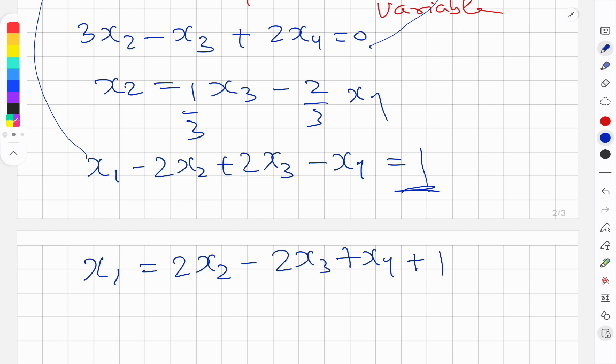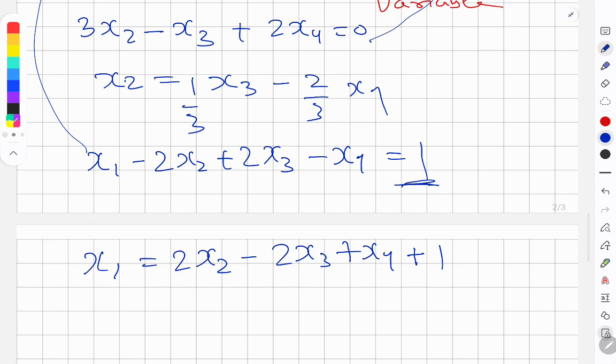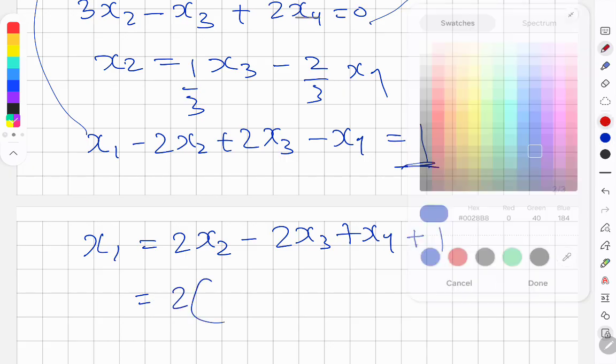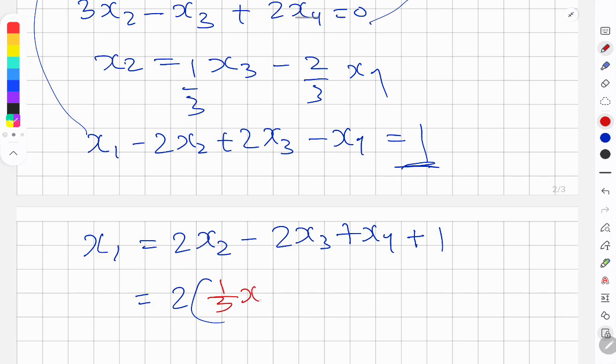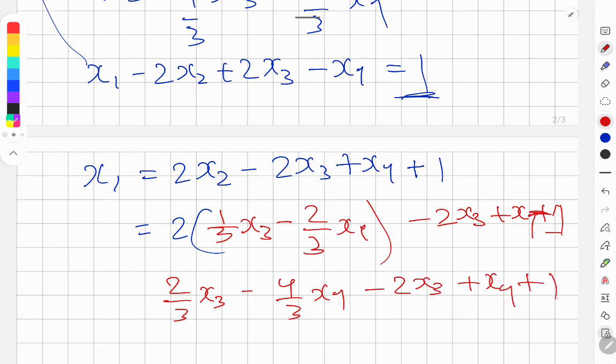So when you take everything to this side you have a 1, right? This is non-homogeneous, so I can substitute the value of x2 over here. I can put this one over here. If I do that, it's 1 over 3 x3 minus 2 over 3 x4 negative 2 x3, the combination between x3 and x4, for all of them. So it will be 2 over 3 x3 minus 4 over 3 x4 negative 2 x3 plus x4 plus 1.